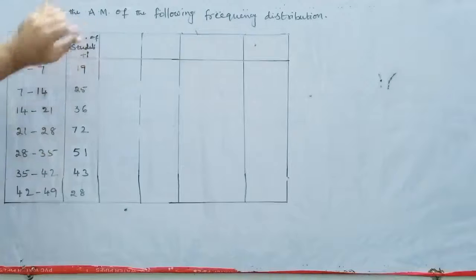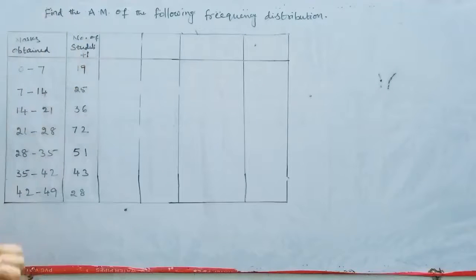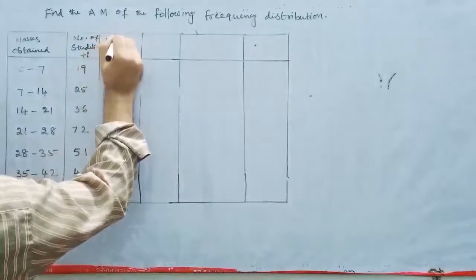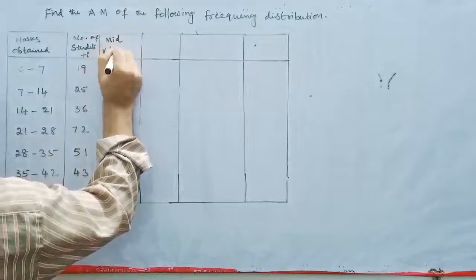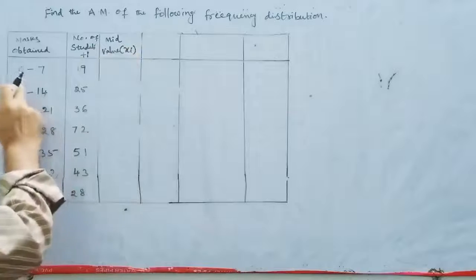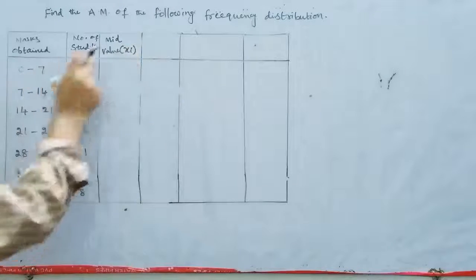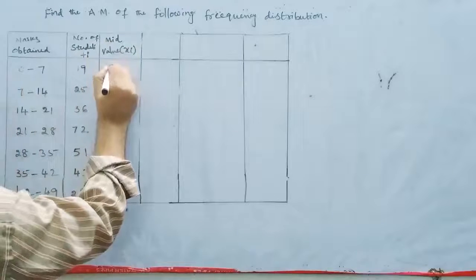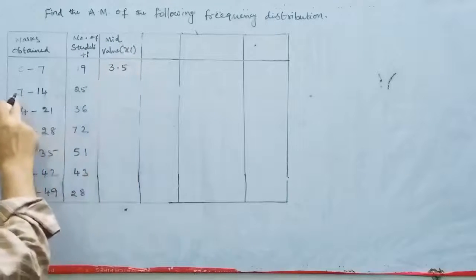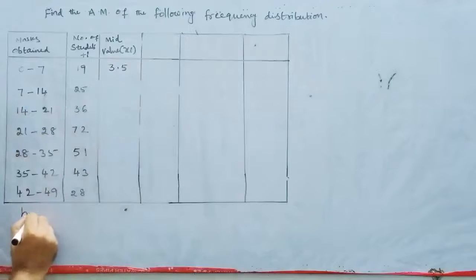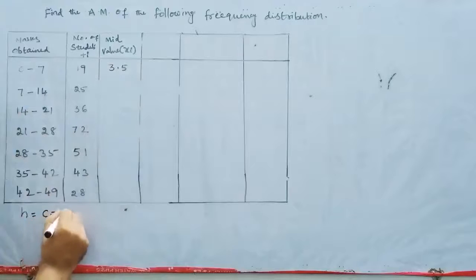In any of these three methods, either direct method or assumed mean method or shortcut method, mid values are common. Mid value is taken as xi. The formula to find the mid value is a plus b by 2. So 0 plus 7, 7 by 2 is 3.5. What is the height of the class? Height of the class is 7, so h, the class interval, is equal to 7.